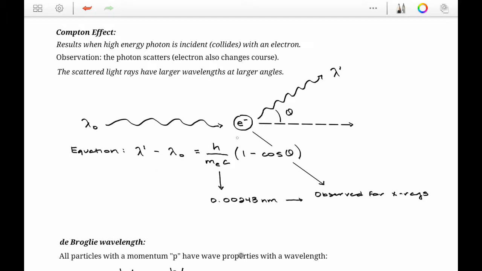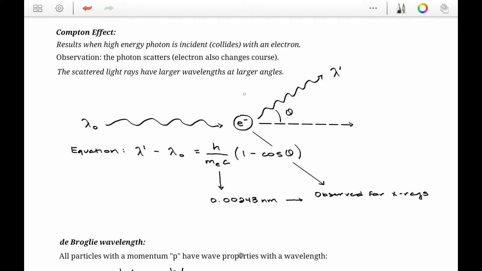The equation is illustrated below, where you can see that the scattered wavelength minus the initial wavelength is equal to Planck's constant over the mass of the electron times the speed of light, multiplied by 1 minus cosine of the angle. So you can see how you can calculate the wavelength that is going to result from the scattered photon. Like I said before, the Compton effect is only observed for X-rays because these wavelengths are so small.